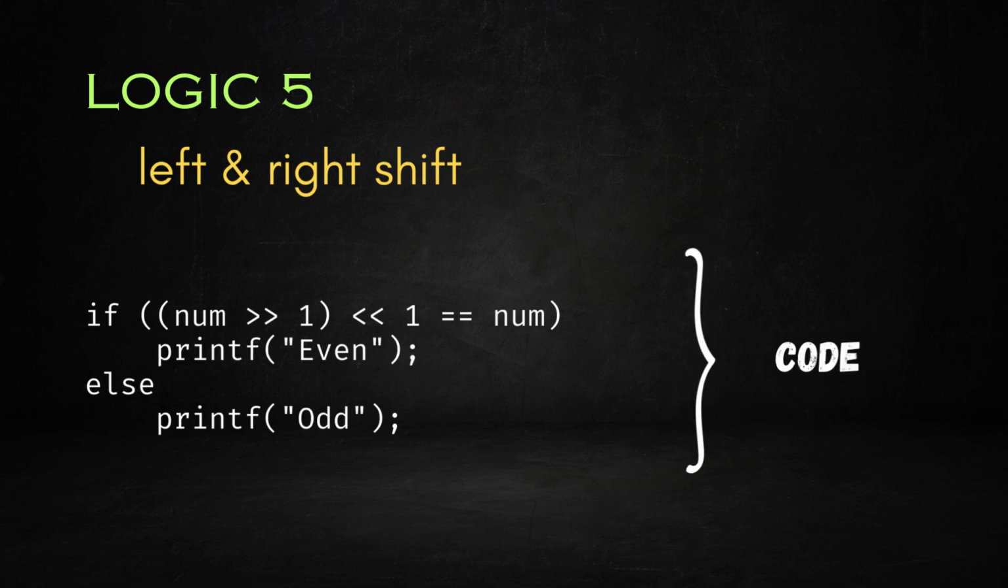If shifting right and then left gives the same number back, then the number is even. This works because odd numbers lose their last bit during shifting. This logic is advanced and shows deep understanding of bits.